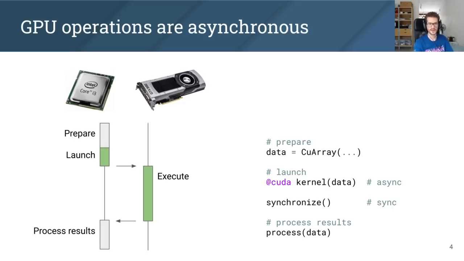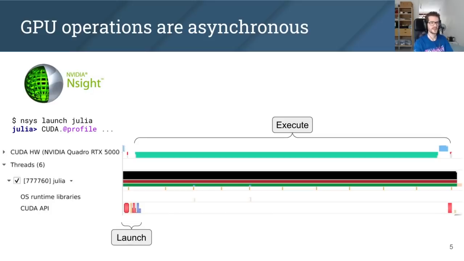In this example here, launching a kernel is an operation that returns immediately, so from the CPU's point of view, it's an asynchronous operation. However, before we can process the result of this computation, we need to wait until it has completed. So the call to synchronize does exactly that. It blocks the CPU until the GPU has finished executing. So it's a synchronous operation.